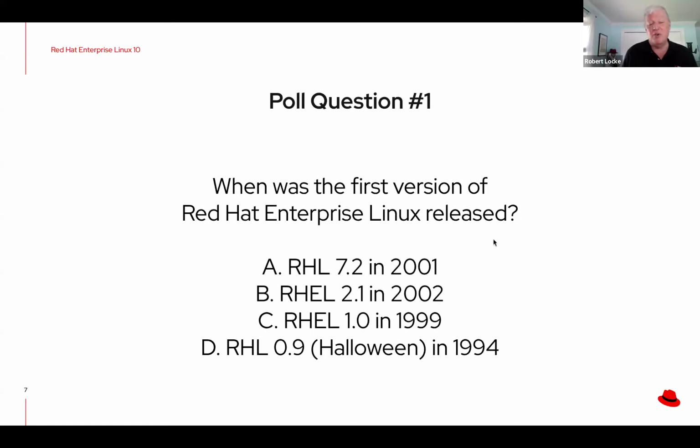The final one there, Red Hat Linux 0.9, is in fact the very first Red Hat Linux release, known as the Halloween release, released on October 31st, 1994, and was version 0.9.